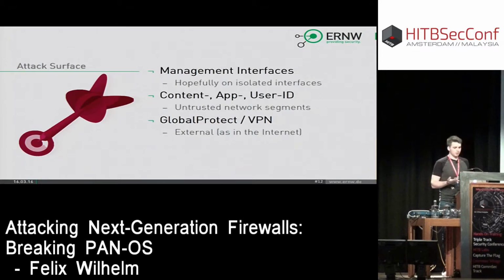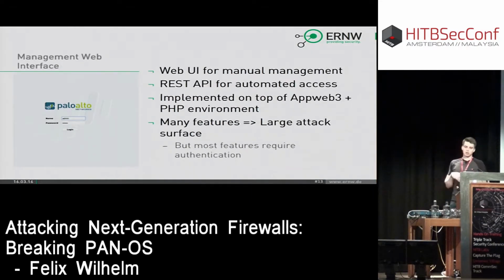So when we're looking at the attack surface, I already mentioned that, we have the management interfaces, hopefully on isolated interfaces. We have the content app user ID features, which might be reachable from untrusted network segments. And then we have the GlobalProtect, which in many cases is reachable from the internet. So we just walked through that from top to bottom. So let's look at the management web interface.